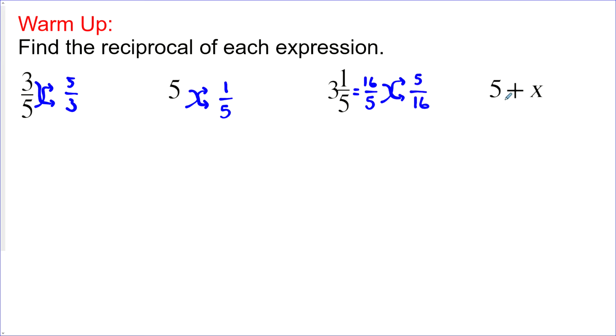For this one, take the reciprocal of the whole expression, not the individual terms. So the reciprocal would be 1 over 5 plus x. And that's different than taking the reciprocal of the individual terms and getting 1 over 5 plus 1 over x. Do not do it like that.